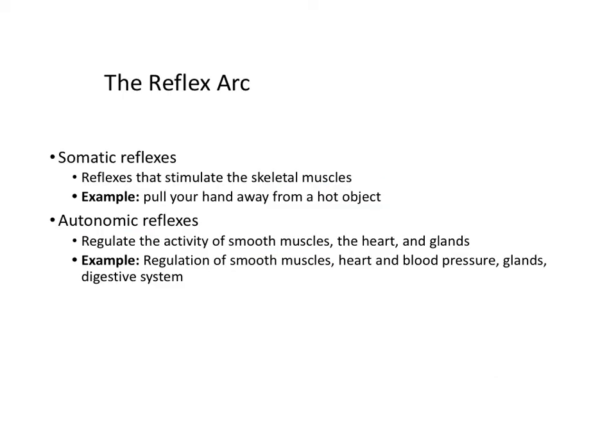There's a couple types of reflex arcs. So there's the somatic reflexes. These are reflexes that stimulate skeletal muscle. An example would be pulling your hand away from a hot object if you were to set your hand on the stove or something. Autonomic reflexes regulate the activity of smooth muscle, the heart, and glands. Examples of autonomic reflexes would be the regulation of smooth muscle, heart and blood pressure, glands, and the digestive system.